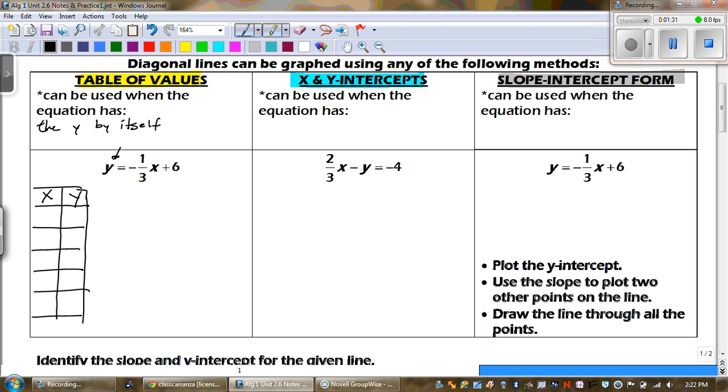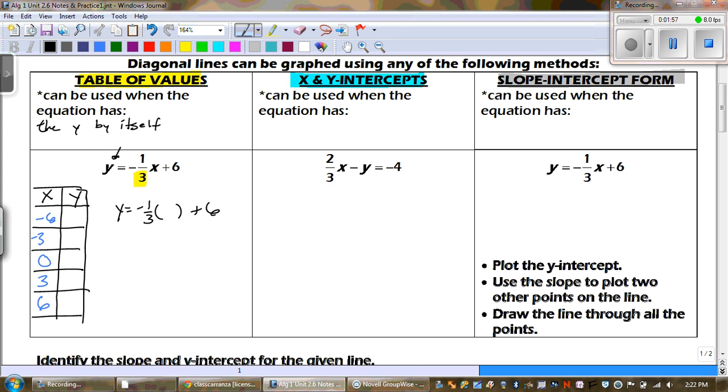And we know that this number right here tells us what we need to count by because it's a fraction, all right? So we have 0 in the middle, and then we need to go 3, 6, because I'm counting by threes. I need 2 positives and 2 negatives. And from then, all you do, negative 1/3, in parentheses, and then you fill it out, okay?